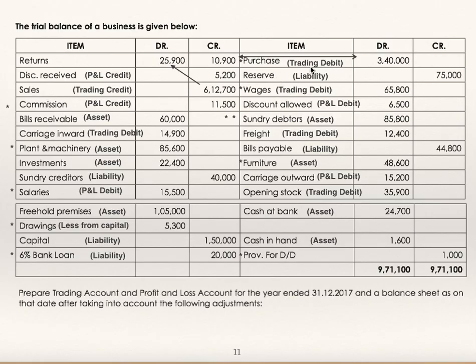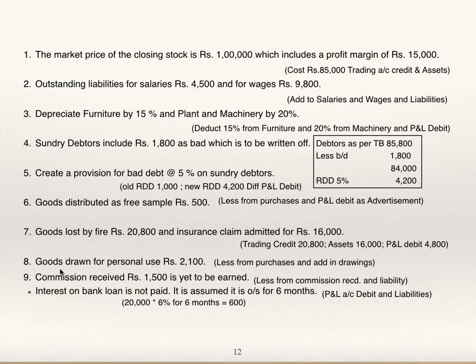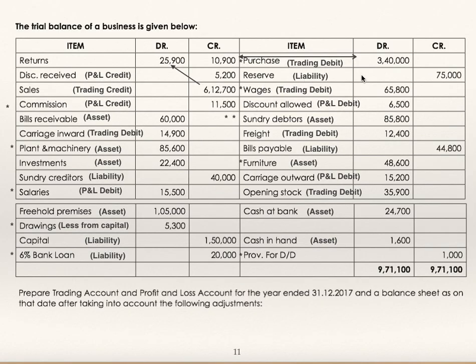Next, purchases. Trading account debit, to purchases, but you have to be very careful. First, you are supposed to write opening stock, so leave 1 or 2 lines and then write to purchases 3,40,000, deduct returns, and it has got adjustment. We'll see the adjustment. Just now we have seen goods drawn for personal use 2100, it is to be deducted from purchases, and goods distributed as free samples, this is also to be deducted from purchases, and this 500 is to be debited to profit and loss account as advertisement. Reserve, it is to be shown on the liability side in the outer column 75,000.